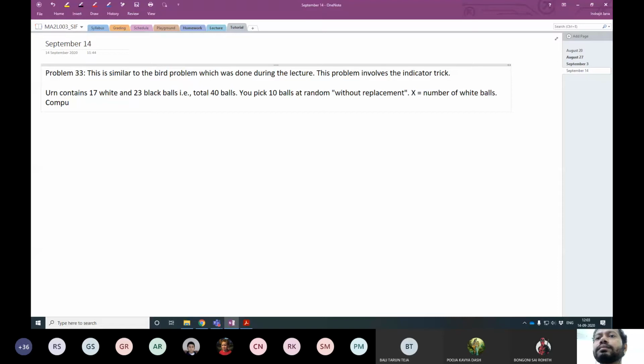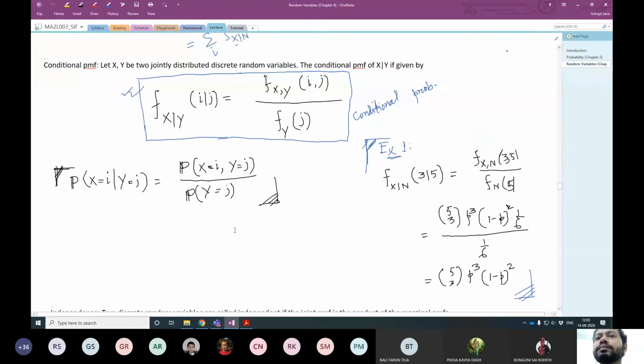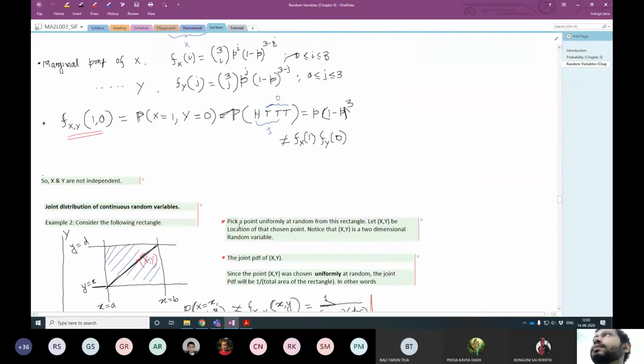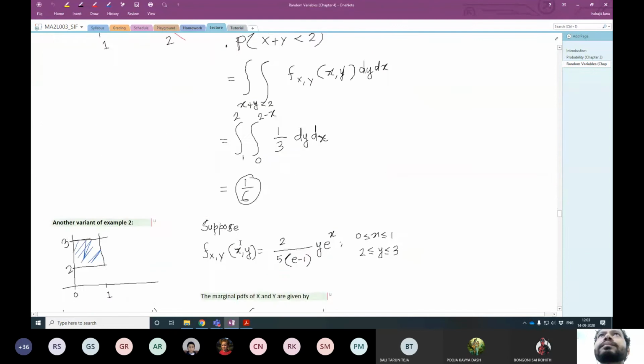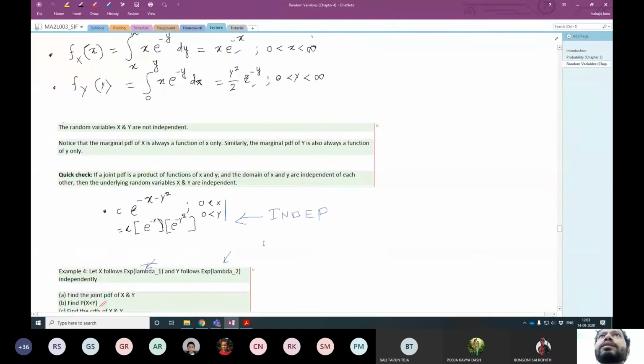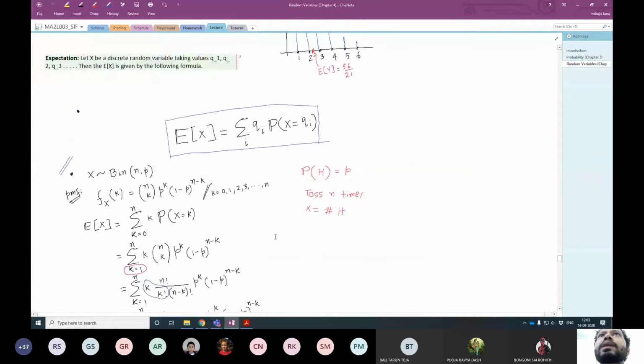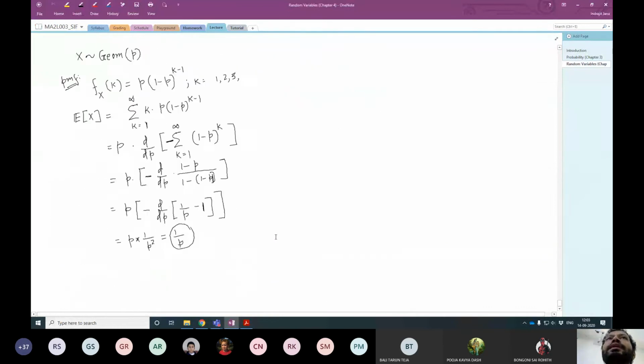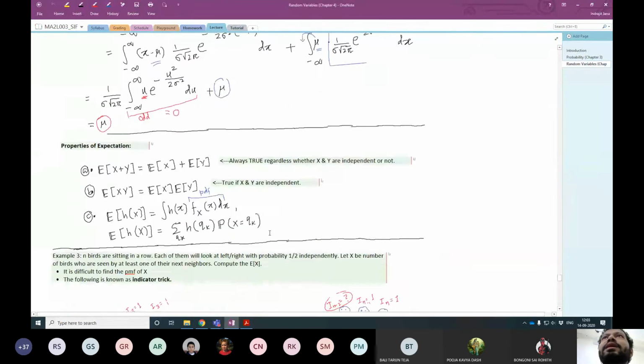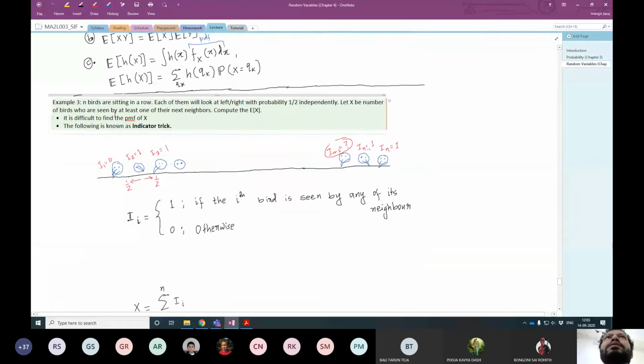In the last lecture, I did this problem. So there are 8 birds sitting in a row, and you want to find the expected number of birds who are seen by at least one of the neighbors. And the main point was that it is difficult to find the probability mass function of this random variable.